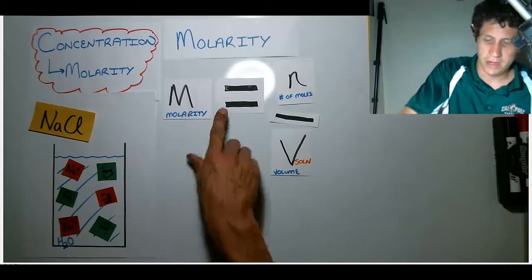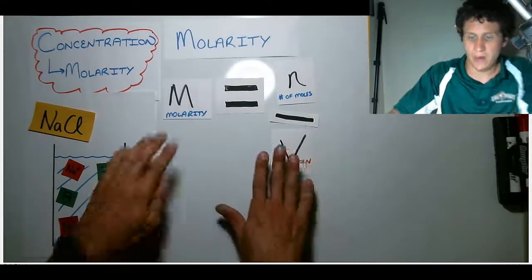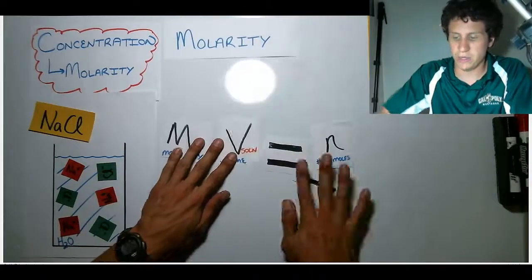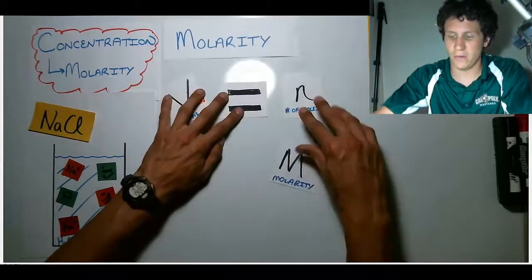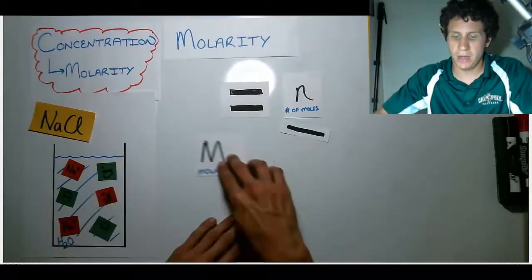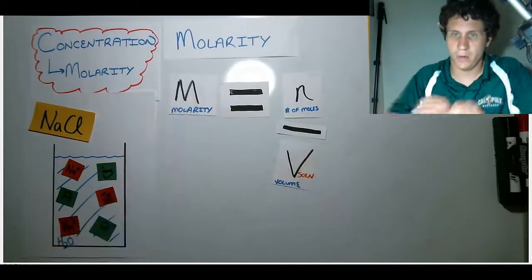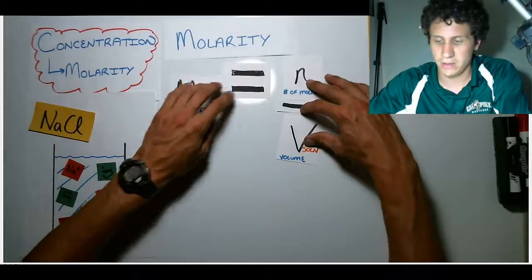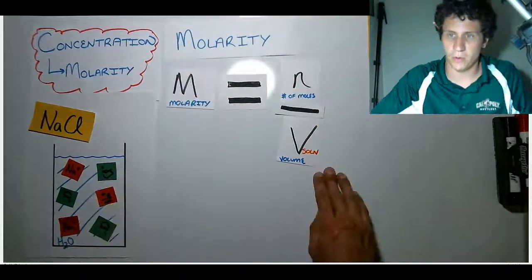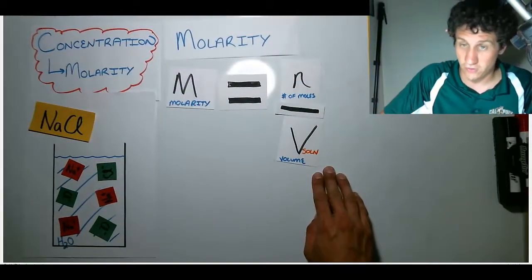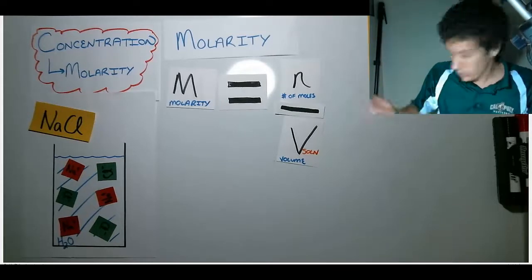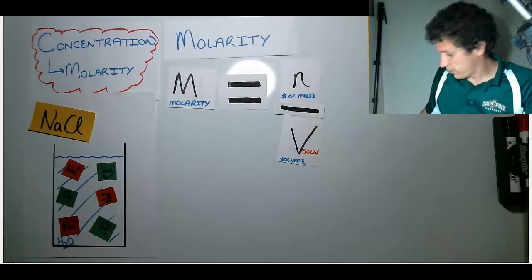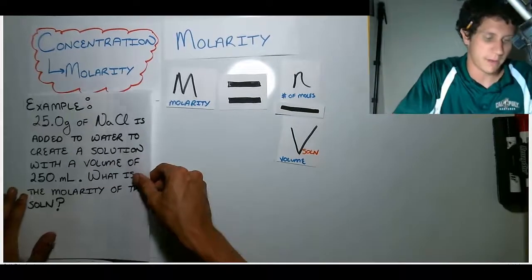So molarity equals N over V. Now we can rearrange this equation however we need to get an appropriate equation to solve for any of the other variables. But most of the time you're going to see it in the form M equals N over V, or molarity is equal to number of moles divided by the volume of solution.